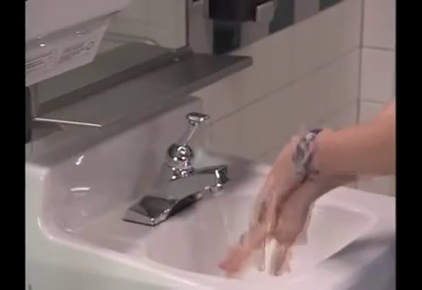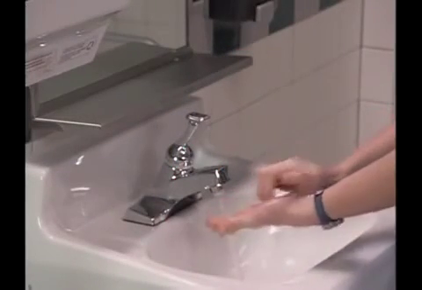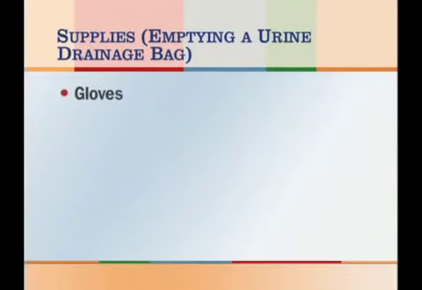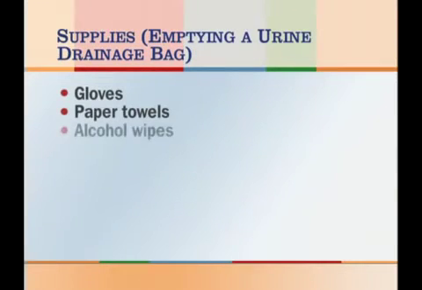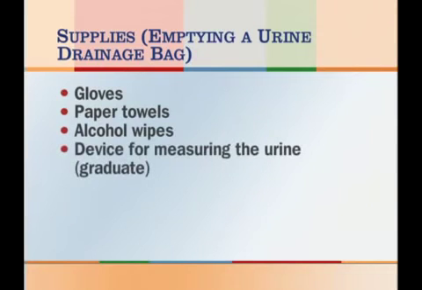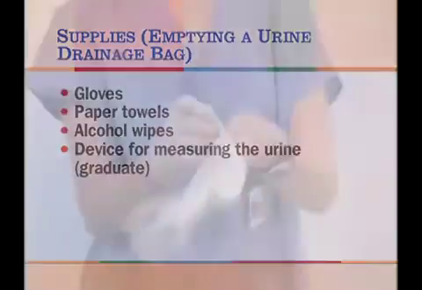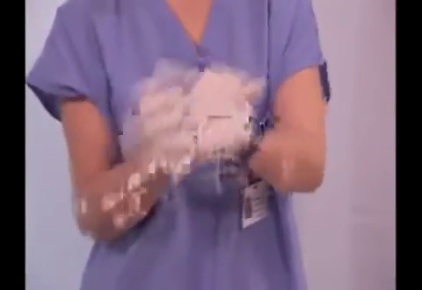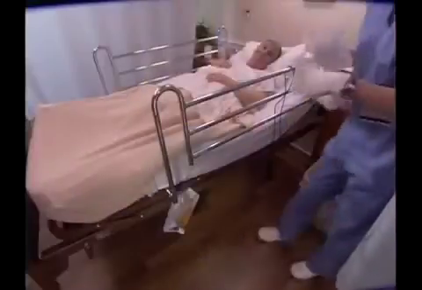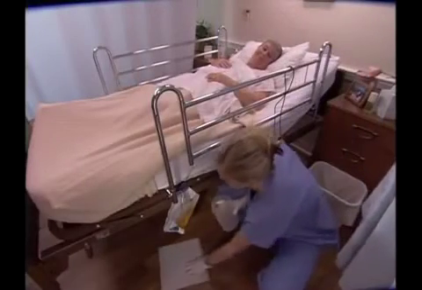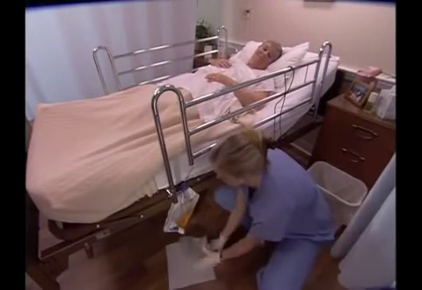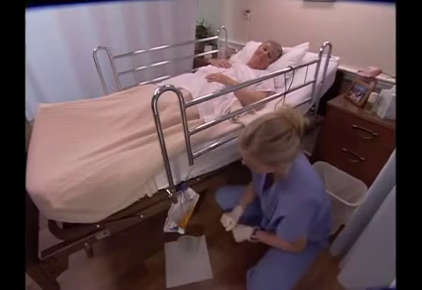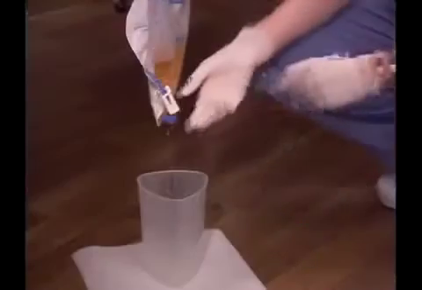To empty a urine drainage bag, begin by washing your hands. Then, gather your supplies. These include gloves, paper towels, alcohol wipes, and a device for measuring the urine, in most cases a graduate. Begin by putting on your gloves. Then place a paper towel on the floor underneath the urine drainage bag. Position the graduate on the paper towel underneath the emptying spout.